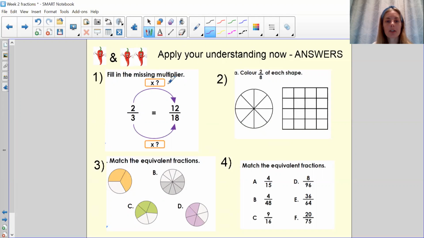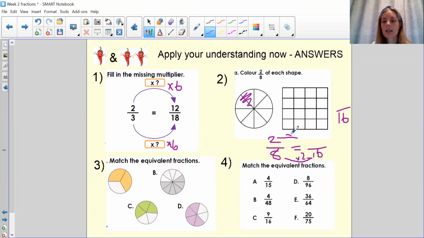So what did I do to the 2 to get 12? I multiplied it by 6. Whatever I do to the 1 number, I need to do to the other. It says color 2 eighths of each shape. So I've got 4 and I've got 8 parts here. That's quite nice and easy. I just have to color 2. I've got 4, 8, 12, 16. So I have 16 here, and I want to color 2 eighths of it. 2 eighths of 16. So I'm going to say 8 times 2 gives me 16. So I'm going to say 2 times 2 gives me 4. So I'm going to color in 4 parts.